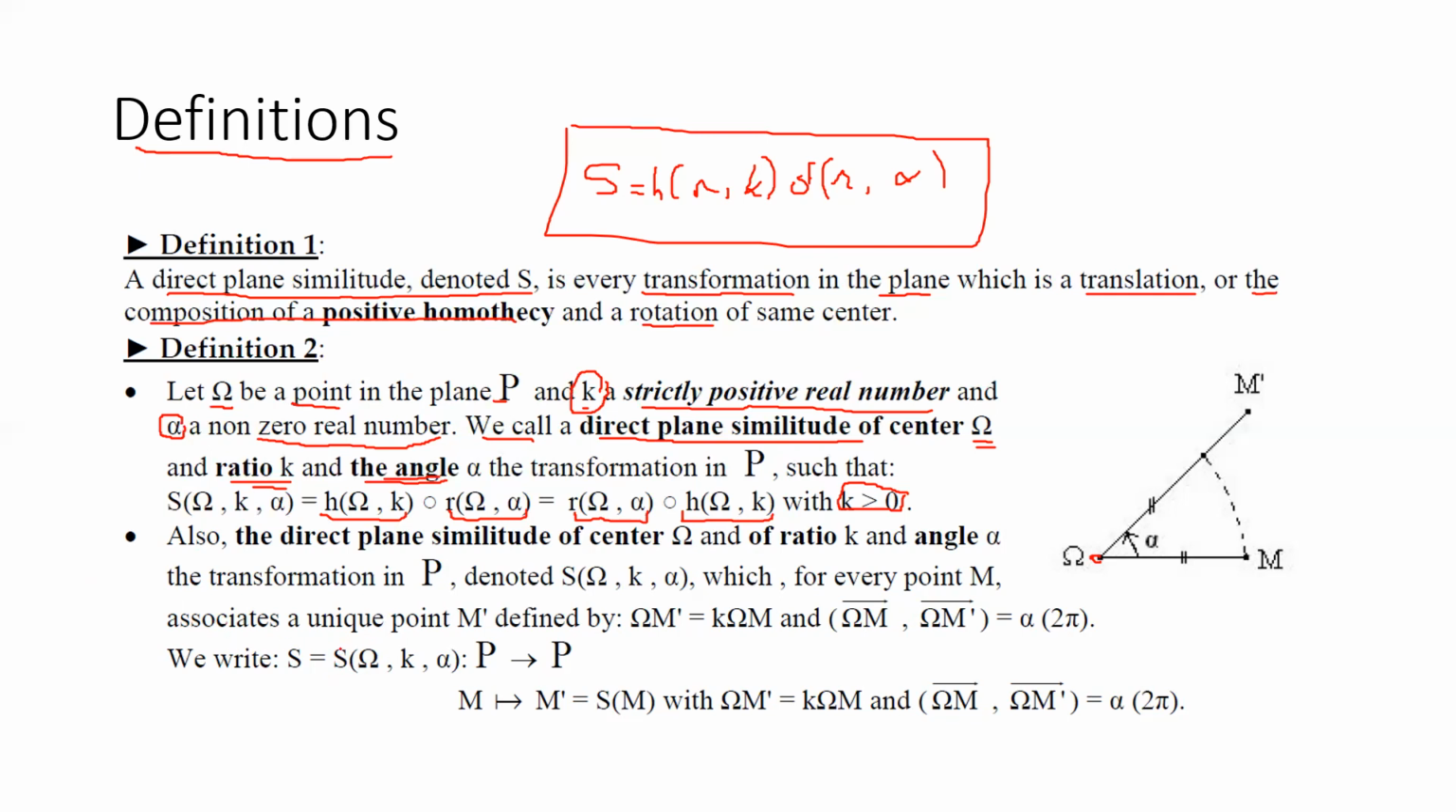Now if we have S equal S omega K alpha, and the image of M is M prime by S, meaning S of M equal M prime, it means that omega M prime, we start with the image, omega M prime equal K omega M, and the angle omega M prime equal alpha. We have two relations. First relation, omega M prime equal K omega M, and the angle omega M prime equal alpha. We always start with the point, then the image. In the first relation, omega M prime equal K omega M, like the dilation but without vectors.